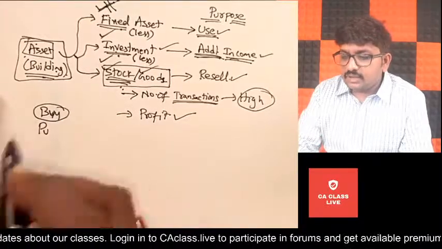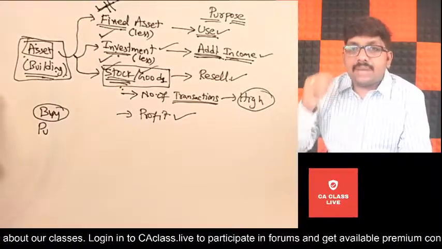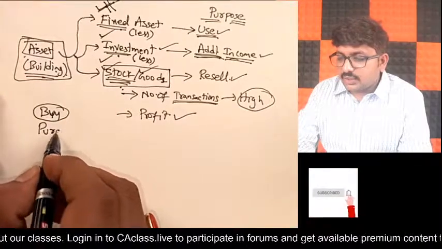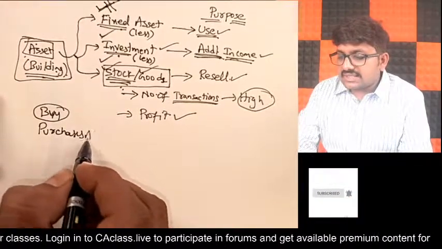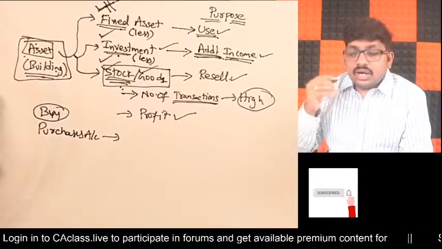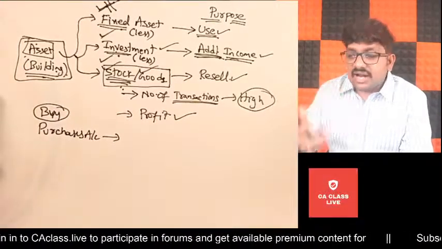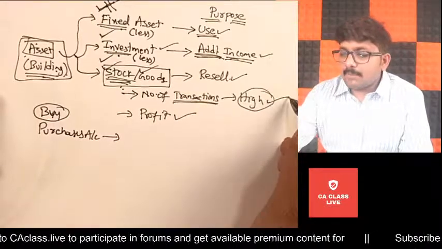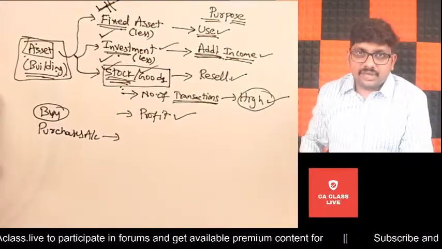I will buy the goods. Whenever I buy the goods, I will take it to an account called purchases account. Again, I'm telling you, why am I dealing in a separate, different manner, friends? For 2 reasons. Number one, the number of transactions are very high in nature.